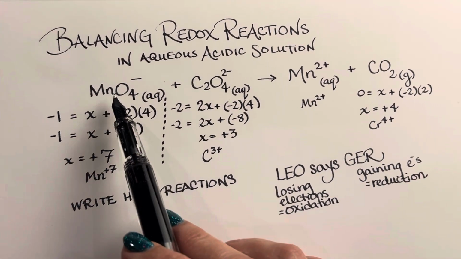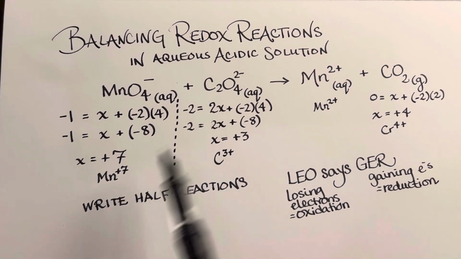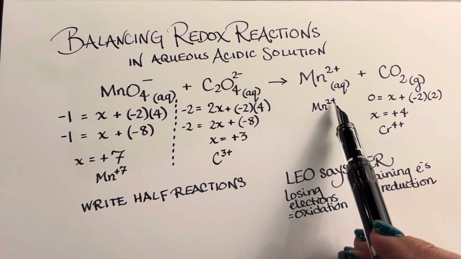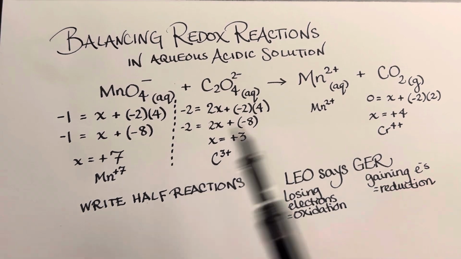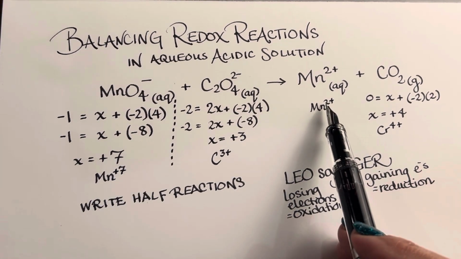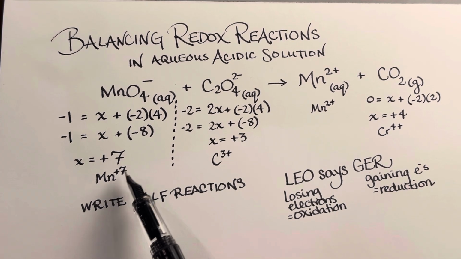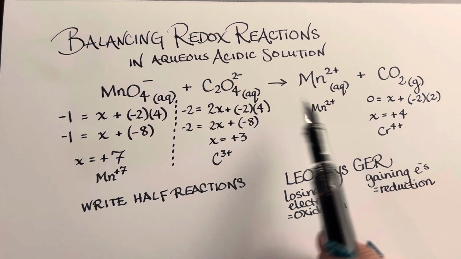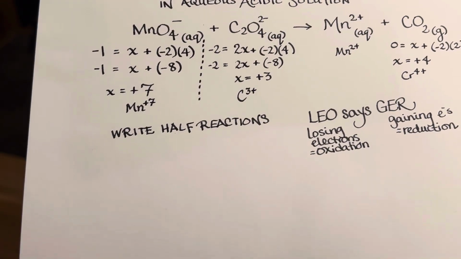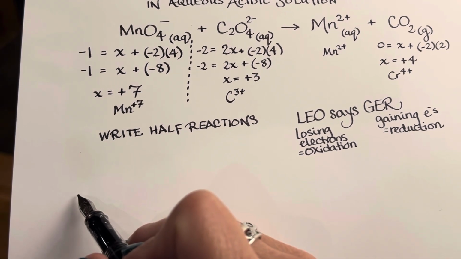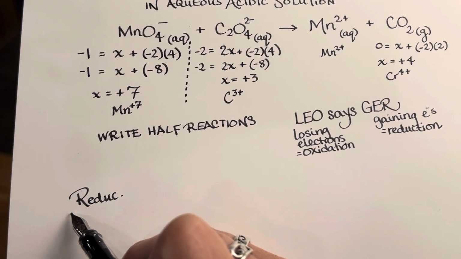So if we look at manganese on this side, it's manganese +7. Look at this side, it's manganese +2. The oxidation number has gone down. It has gotten smaller. And it does that by gaining electrons. So this is a reduction of the manganese. Okay, so let's write this reduction half reaction.